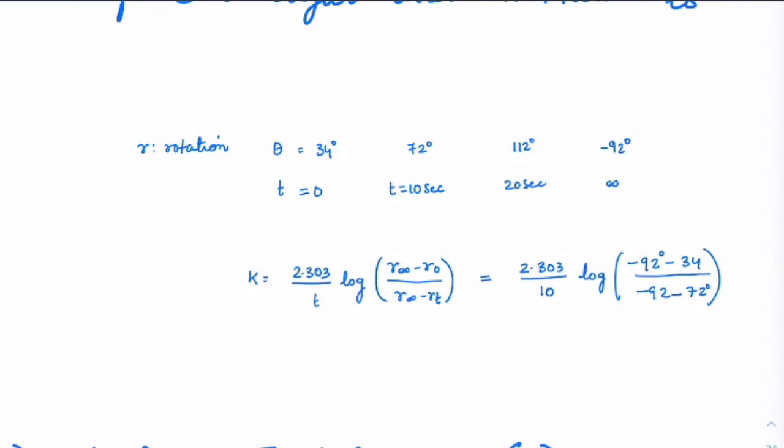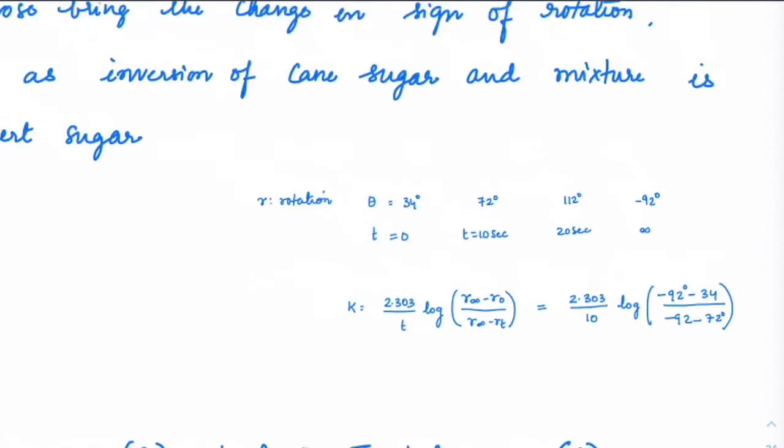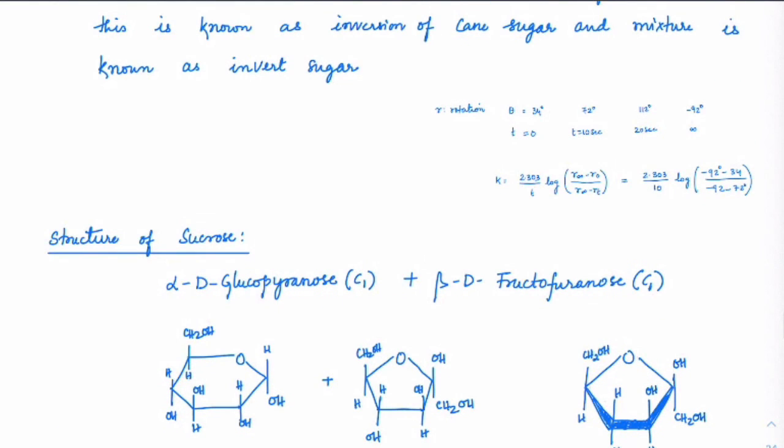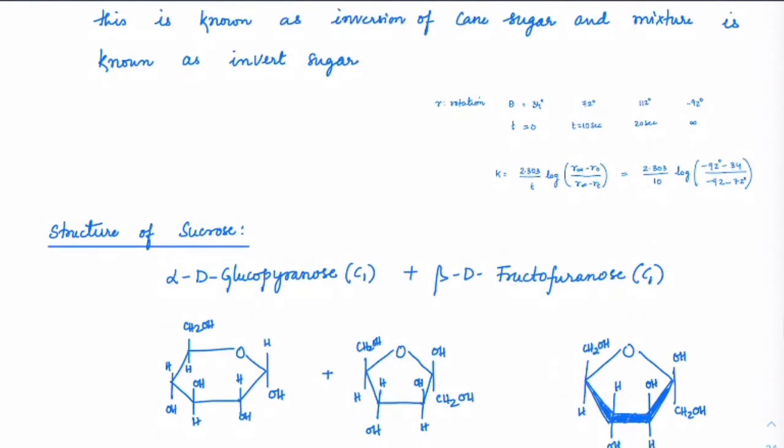And you may have used this formula, right? This R infinity means the rotation after a long time, when the mutarotation has ended. R naught is the initial rotation, right? R t is the rotation at the time you want to calculate. So this way it can be related to kinetics, so check it out.